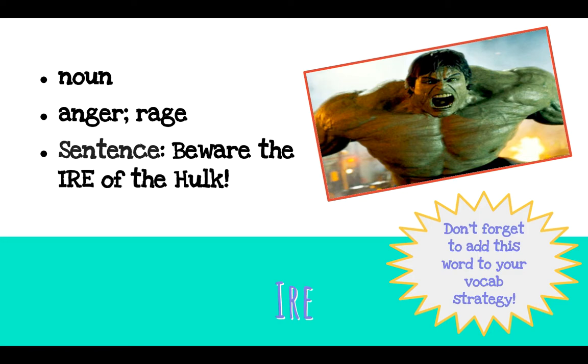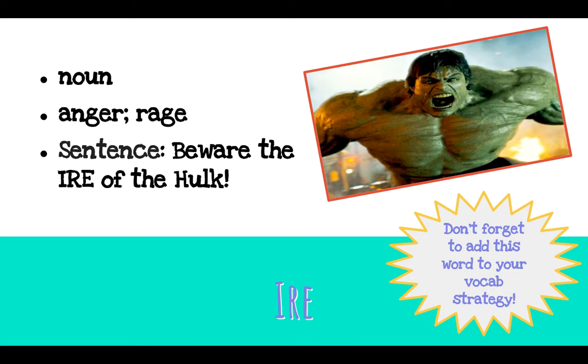So beware of the ire of the Hulk. It's being used as a noun in that sentence, and it's also being used as a noun in the sentence in your book. Unable to control his ire, Moses smashed the tablets of the law. So to help you with the differentiation here, make sure you know that this one's a noun, and note that if there's no place for it on your vocab strategy.